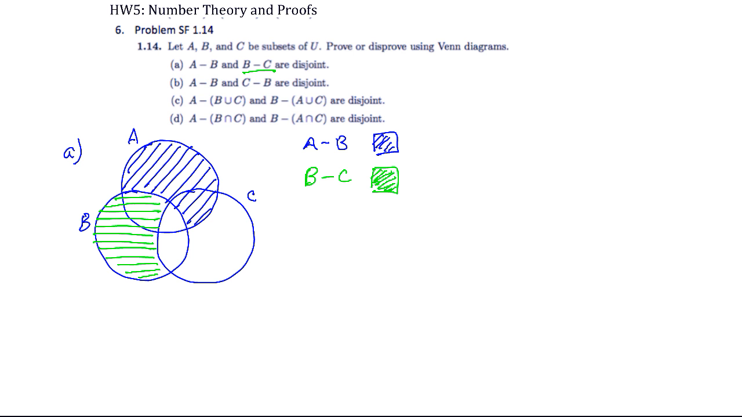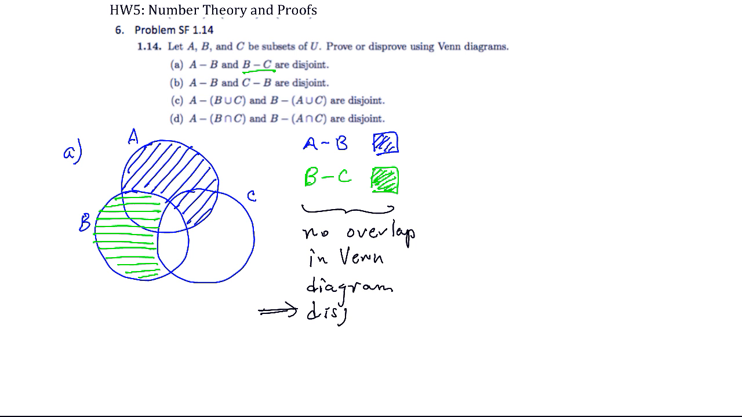And so it turns out that yes, these are disjoint. No overlap in the Venn diagram. And that implies that they are disjoint. And you remember that disjoint sets mean that the intersection is the empty set. So (A minus B) intersected with (B minus C) is equal to the empty set. They are disjoint. Okay? And I do need those parentheses.